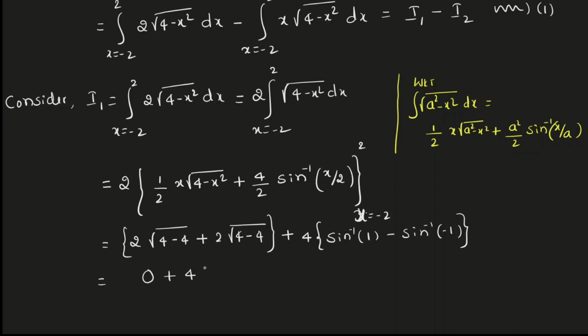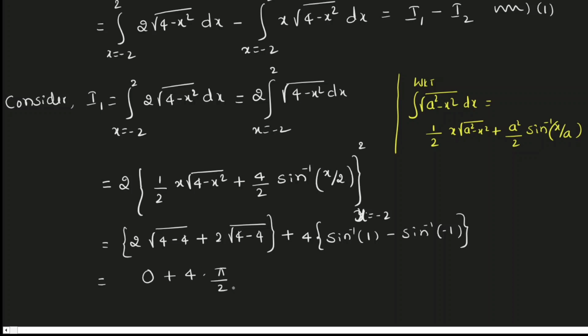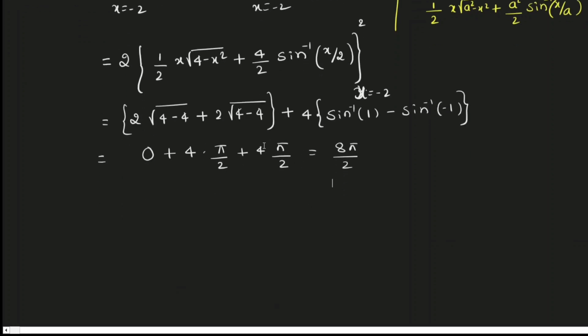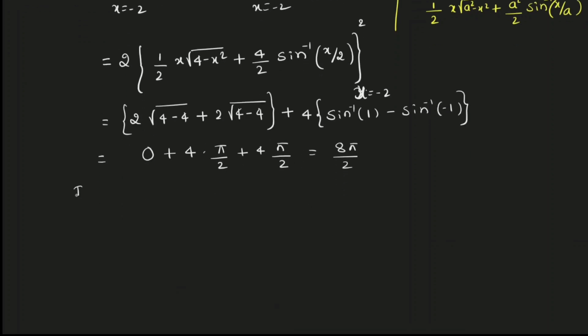What is sine inverse of 1? Sine 90 is 1, so sine inverse of 1 is 90 degrees, which is pi by 2. Sine inverse of minus 1 is minus sine inverse of 1, so it becomes plus, again plus 4 by 2. So it is 8 pi by 2, or else you can say I1 is 4 pi. Call this equation 2.